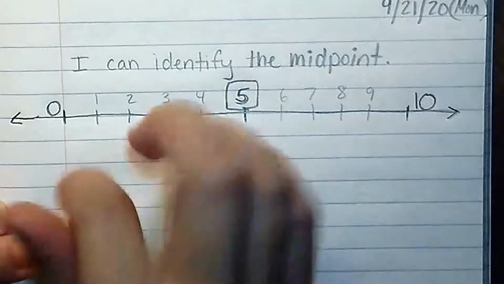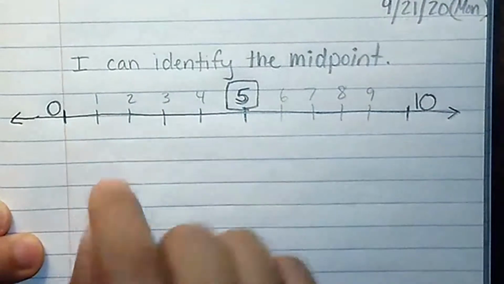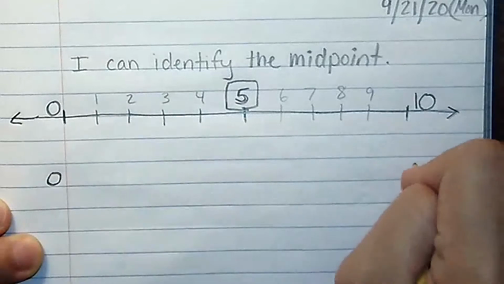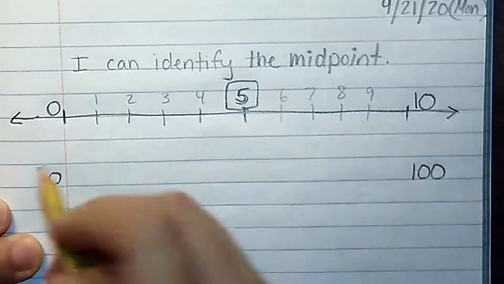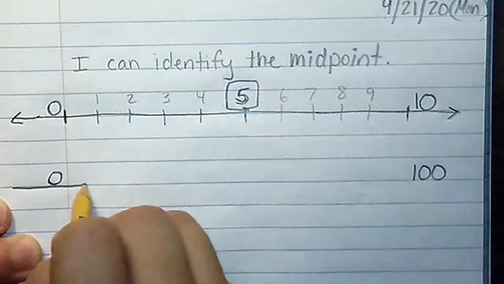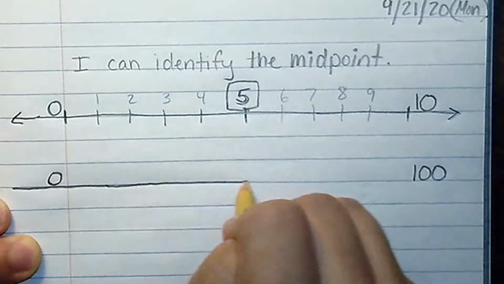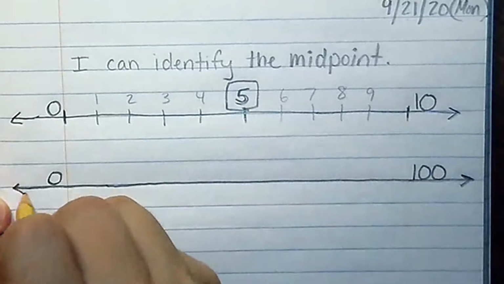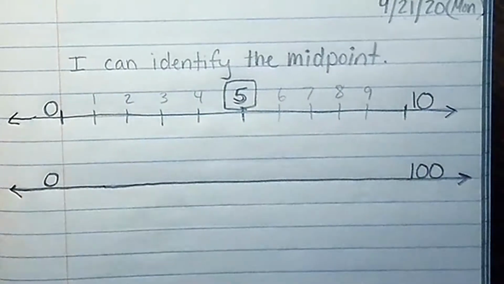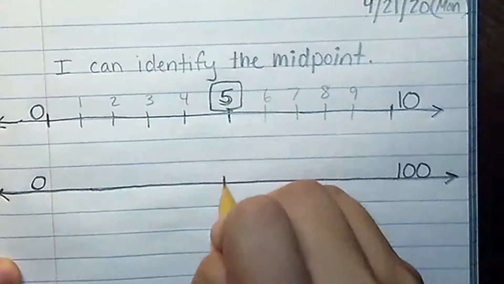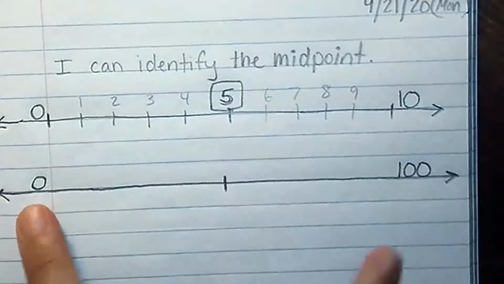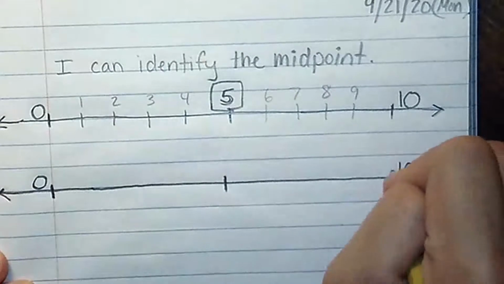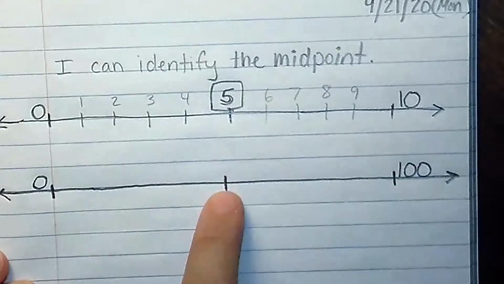Let's try another one. I'm going to skip 3 lines. I'm going to put a 0, and this time I'm going to write 100. And I'm going to connect my line all the way across. Remember, if I'm going too fast, you can press pause and continue in a minute. My question is, what comes right here in the middle? What is in the middle of 0 and 100? If I'm starting at 0 and I want to get to 100, how will I know when I made it halfway?